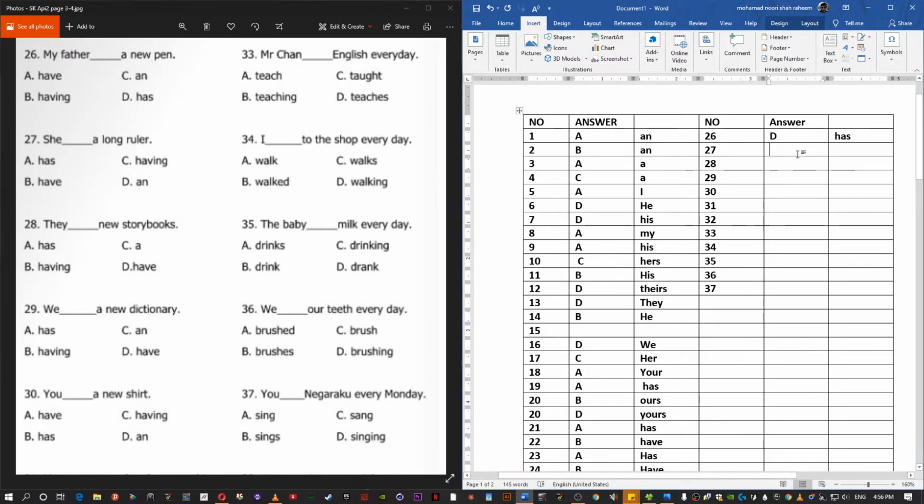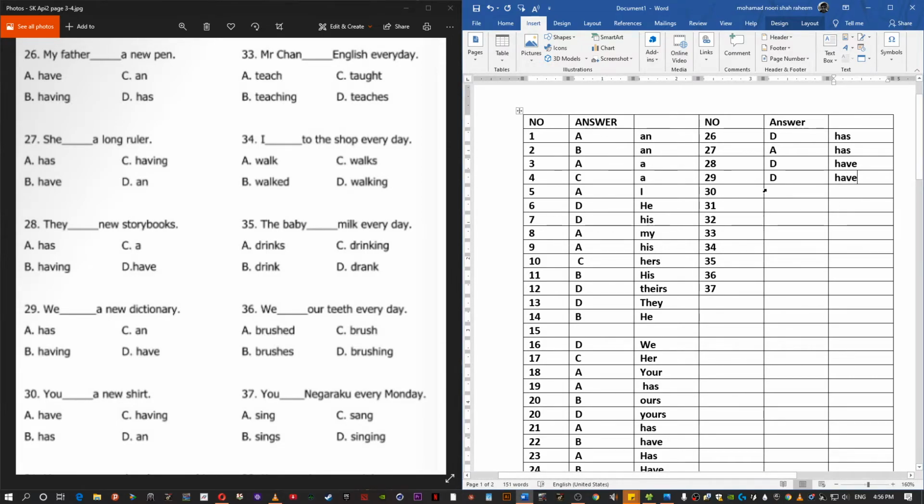Number 27, she, a long ruler. Again, same thing. Okay, has. 27, alright. 28, they, new storybook. Has, having, a, have. So, they is many. So, clear cut. It is have. Very good. Number 29, we, has, having, me, and have. A new dictionary. So, we, many. So, plural, same thing. Okay, have.